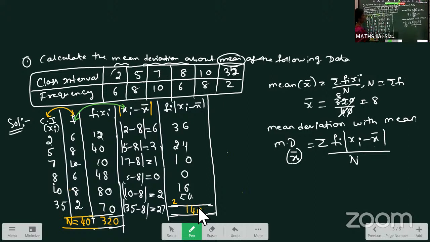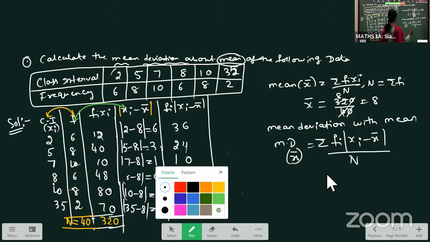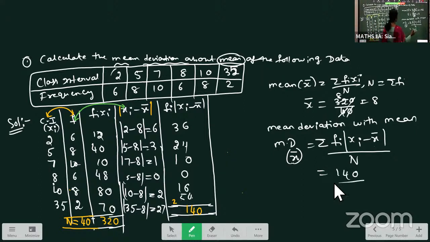Now go to the formula, mean deviation about mean. Sigma Fi into Xi minus X bar, how much did we get? 140 by sigma Fi, that is capital N. Capital N value is 40 we have. So here again 0, 0 cancel. 4 1s are 4, 4 3s are 12, and 20 we left out 0.5. 4 5s are 20. So mean deviation about mean, how much did we get here? 3.5. Like that you have to do this.